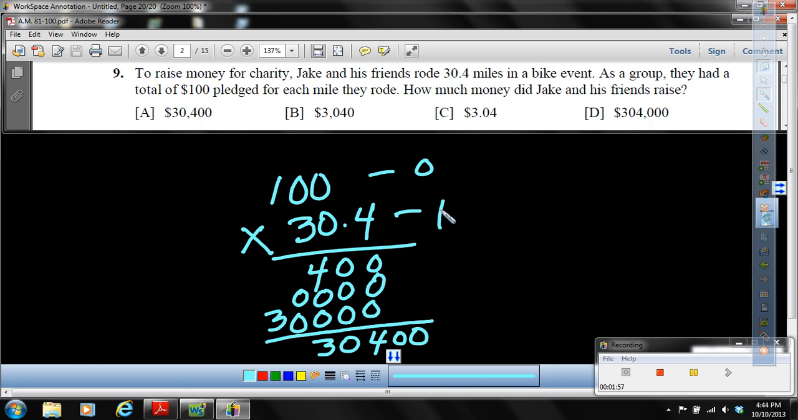we need to move the decimal. We're going to take these two numbers, add them together, get 1, and since at the end of our problem we would have an imaginary decimal, we're going to move our decimal to the left 1 time, and we're going to come up with a total of $3,040, which would be answer B.